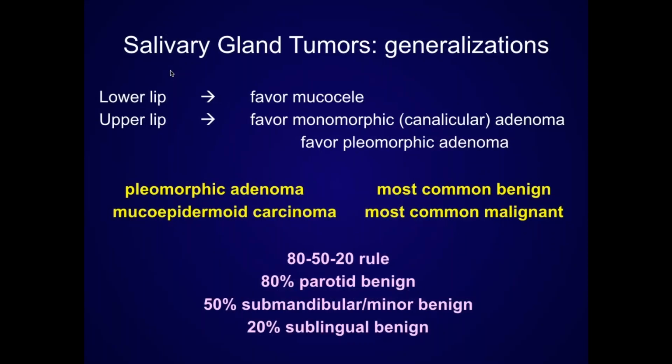So when you do some generalizations to help you even just respond to your patients: lower lip, traumatized, it's a mucocele until proven otherwise. Upper lip, it's going to be one of these benign tumors. And then just remember, pleomorphic adenomas or benign mixed tumors are the most common benign salivary gland tumors, and mucoepidermoid carcinomas are the most common malignant salivary gland tumors.